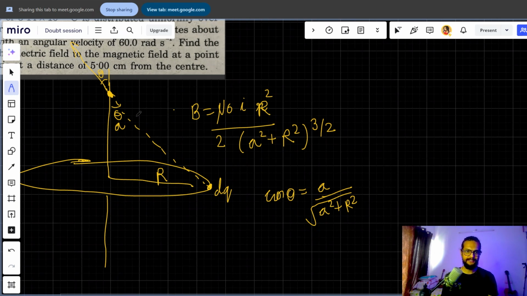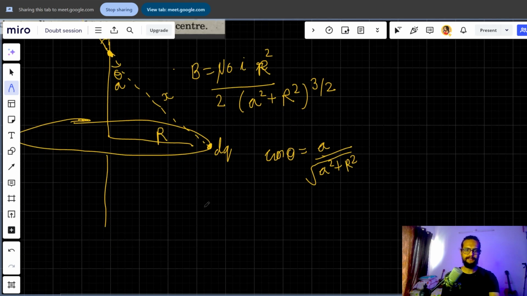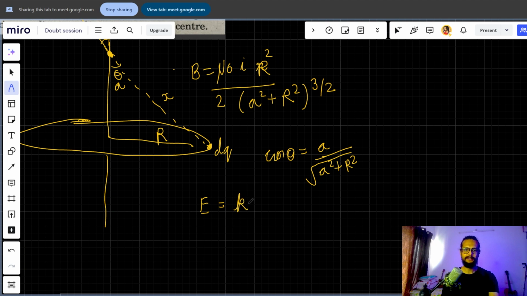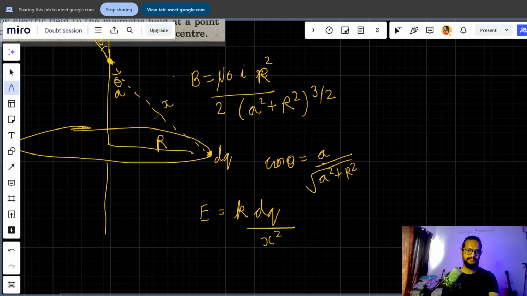So let's look at this. This distance is still this value. The other day I was calling this x, let's say. And this is what we're calling x, a by x. So what's the formula for electric field? If you remember, the formula for electric field because of a single charge is what? Kq by r square. So can I say k dq divided by r square, being x square here, right? Because this is the distance, not capital R, not a, it is the value x, isn't it?